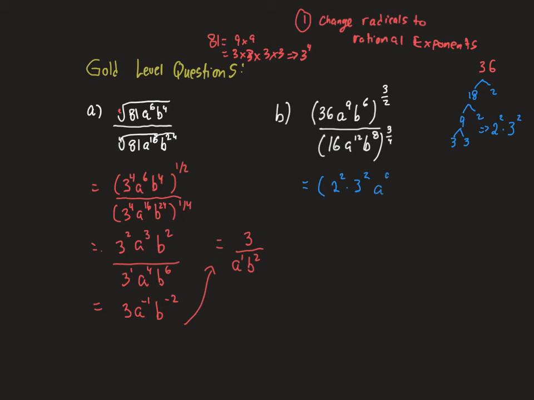And then you have the A to the 9, B to the 6, 3 over 2. 16, I could just turn that to 2 to the power of 4. A to the 12, B to the 8, and this is all to the power of 3 over 4. All right, so let's apply our stuff here. So 2 times 3 over 2, that's just 2 to the 3.